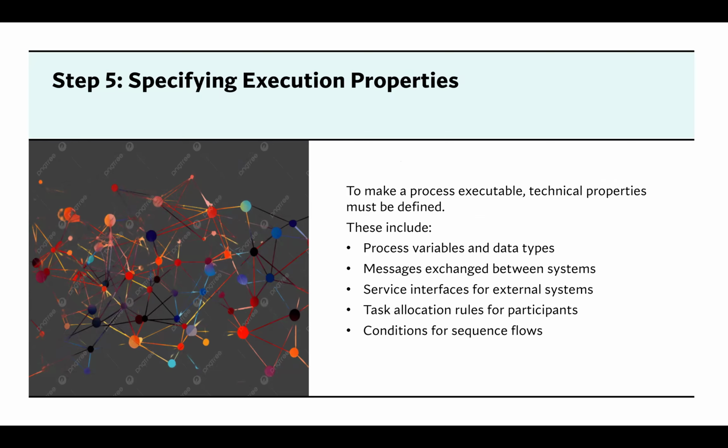Step 5, specifying execution properties. To make a process executable, technical properties must be defined. These include process variables and data types which store the information used in the process. The model must also define messages exchanged between systems. Service interfaces are required for external systems to interact with the process. In addition, rules must specify how tasks are assigned to participants, and connections must define which sequence flow is followed.